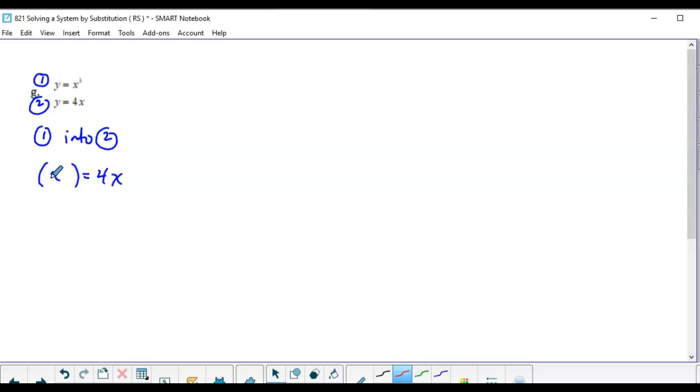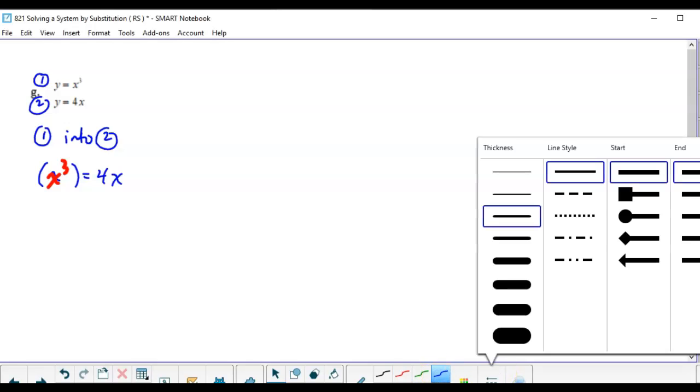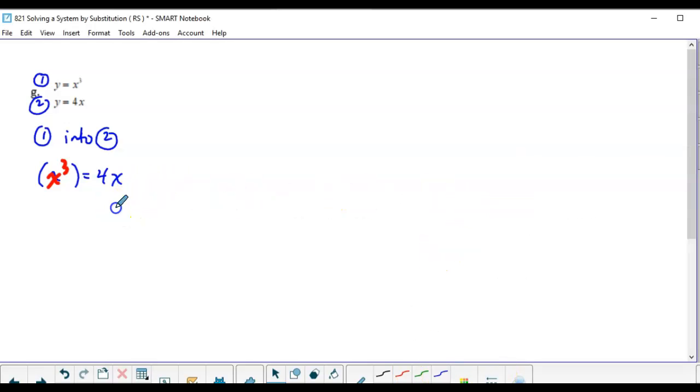And so we're substituting x cubed in. Okay, so now again, we don't want to divide by x because you eliminate a solution. So we're going to bring the 4x to the left. Anytime it's greater than degree 1, you want to get one side equaling 0. Now we can factor that.